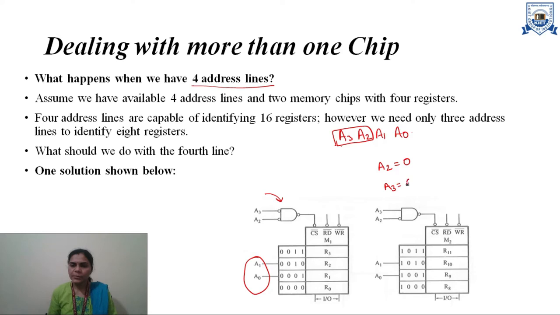If A3 is 0, then chip M1 will be selected. If A3 is 1, then chip M2 will be selected. So in this way, we can merge more address lines to select a chip. Here we can have another solution too, but I have discussed only one, because we will have 4 combinations of A3 and A2. We have taken this solution for A2 equal to 0. We can take the same for A3 equal to 0.